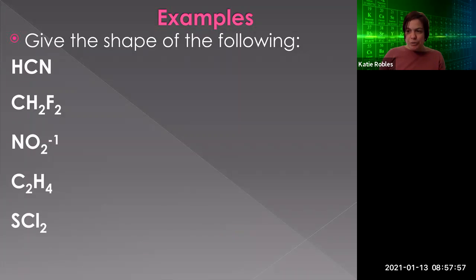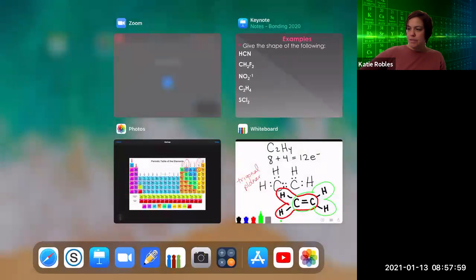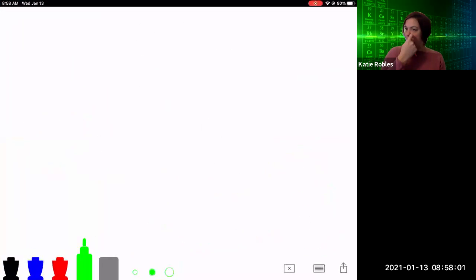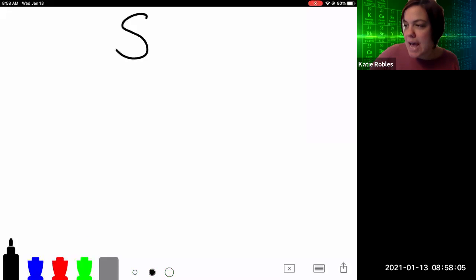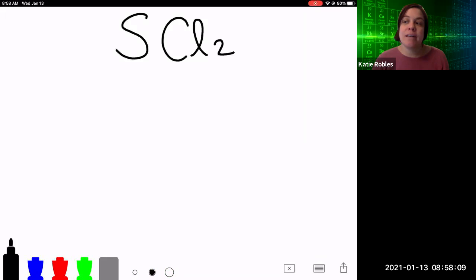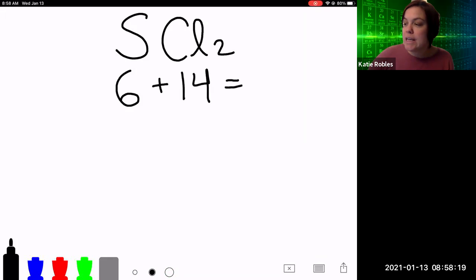SCl2, a couple more examples and then I'll stop the torture on you. So there's SCl2. S is just like oxygen. S has 6 valence electrons, plus we have 2 from those chlorines. So it's 2 times 7, or 14, equals 20 electrons.